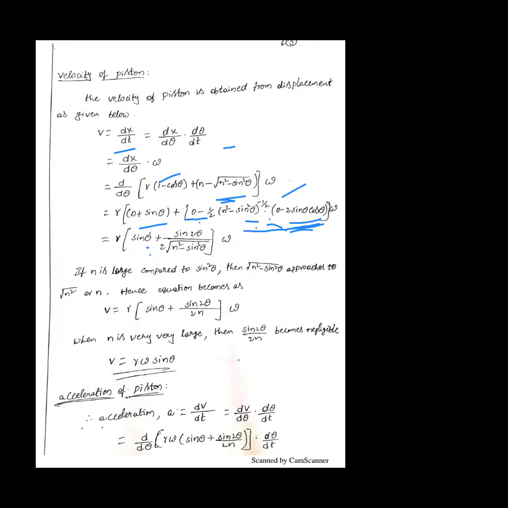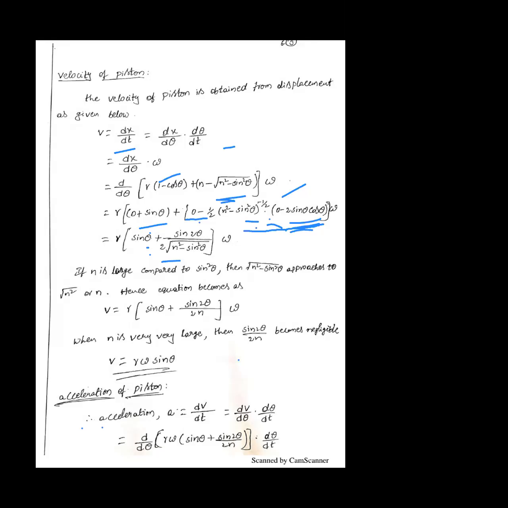That is 1 by 2 into n square minus sin square theta to the power minus 1 by 2. Sending it to the denominator, we get 2 into square root of n square minus sin square theta, into omega. So this is the velocity of the piston.